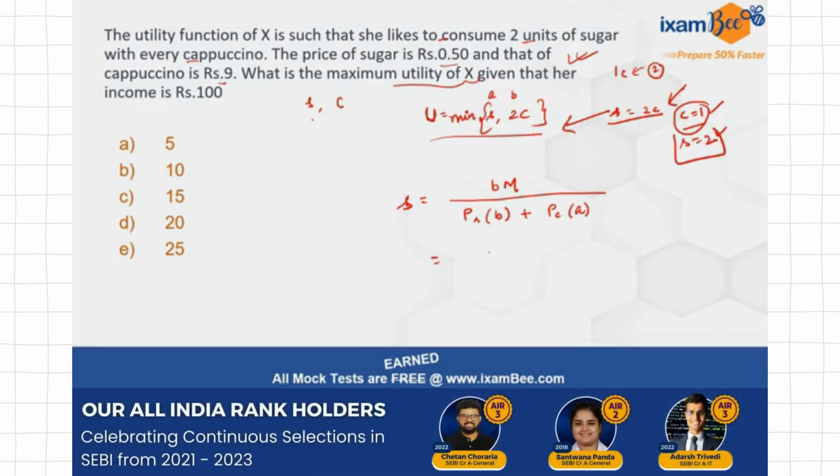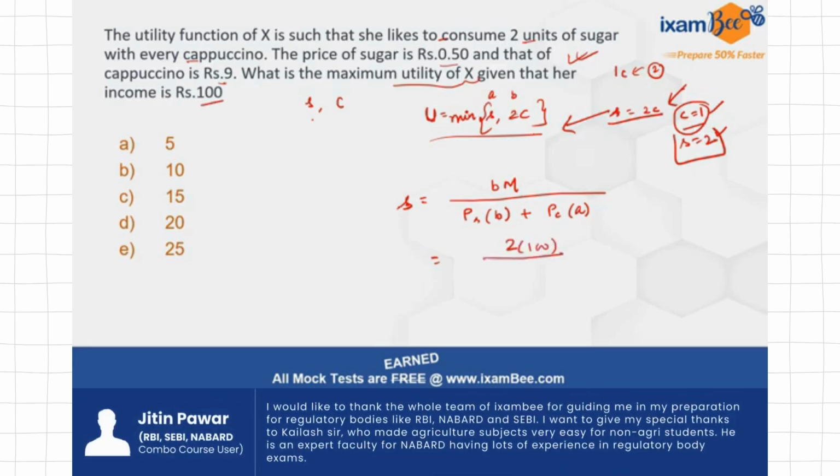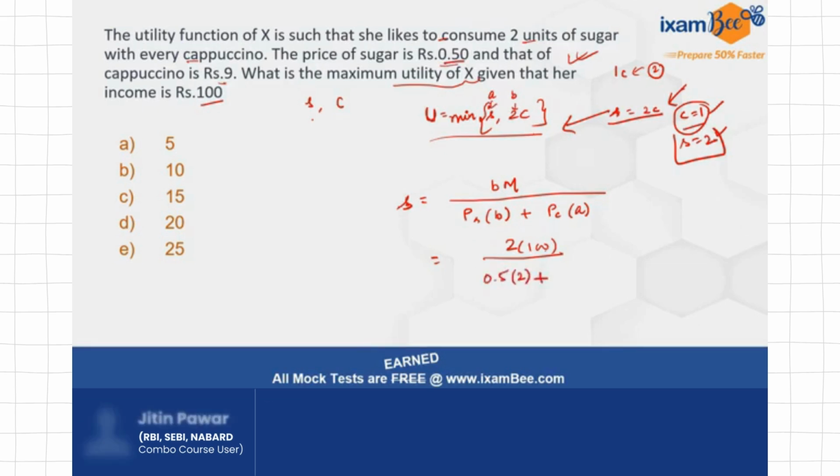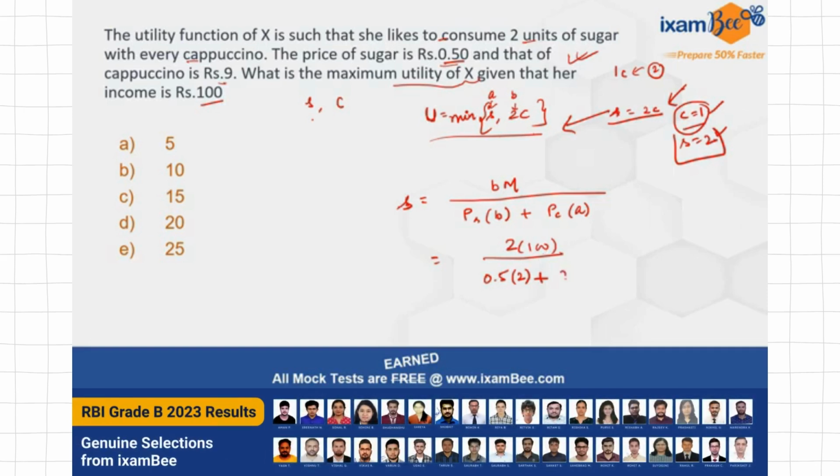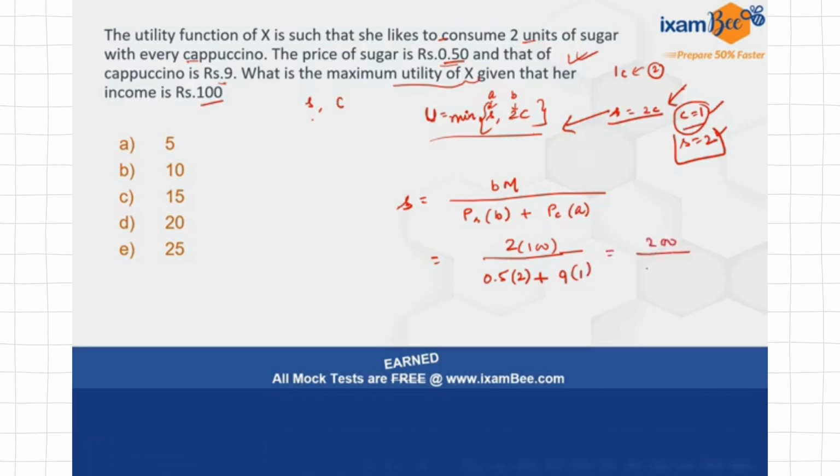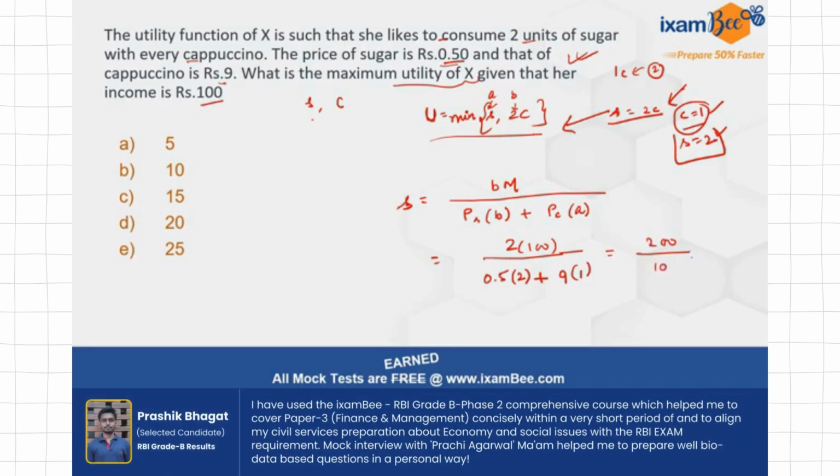So what is B here? B is 2. What is M? The income is mentioned to be 100. B is the coefficient here, and A is the coefficient here. The price of S, the sugar, is 0.5, so this is 0.5 times B, which is again 2, plus the price of coffee, which is 9, times A. And A is 1. So I plug in these values: 200 divided by 1 plus 9, which is 10. So we get S to be 20.